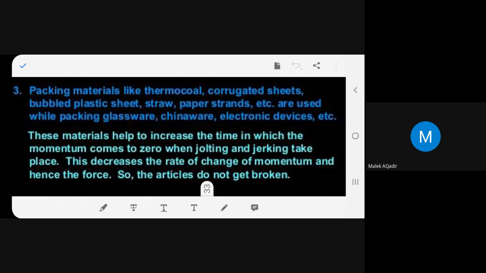Have you ever observed all these things? Yes. Fine. Continue. These materials help to increase the time in which the momentum comes to zero when jolting and jerking take place. This decreases the rate of change of momentum and hence the force, so the articles do not get broken.